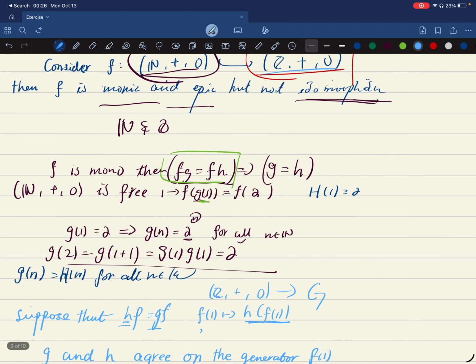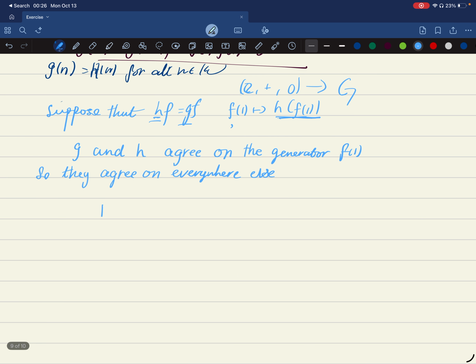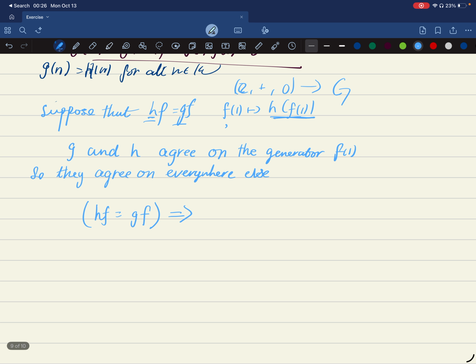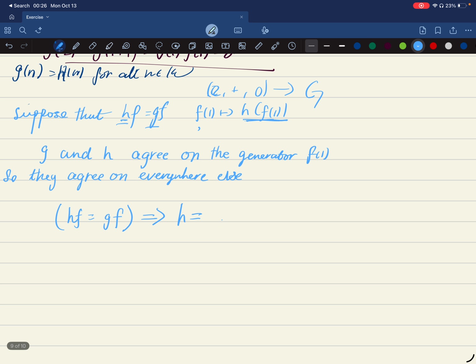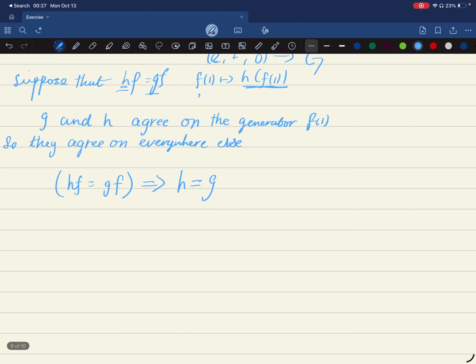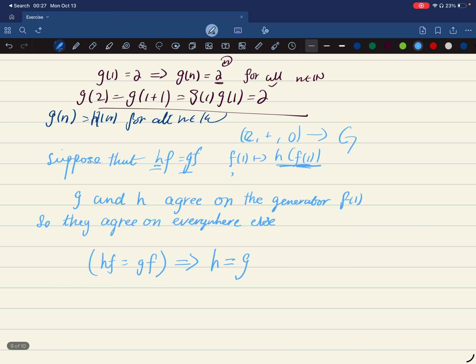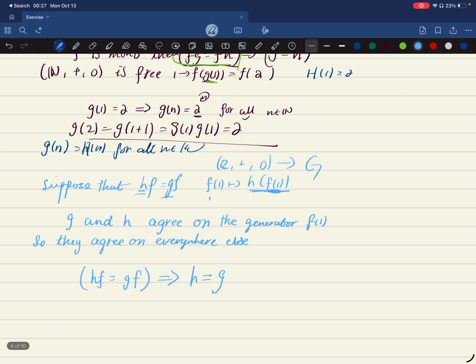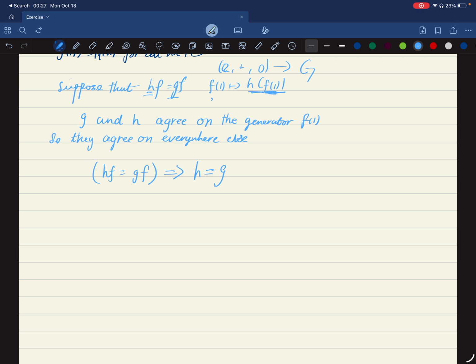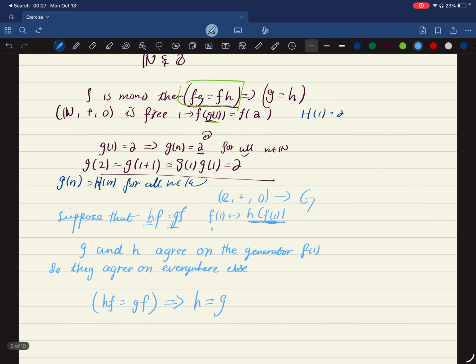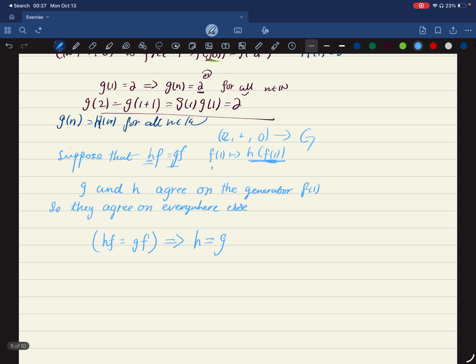So from the beginning of our assumption that HF equals GF, this proposition will imply that H agrees with G for all values, everywhere. Because F here, as we have been saying, cannot be surjective, but this doesn't mean H and G are not surjective. They can be perfectly surjective functions. It doesn't matter here.